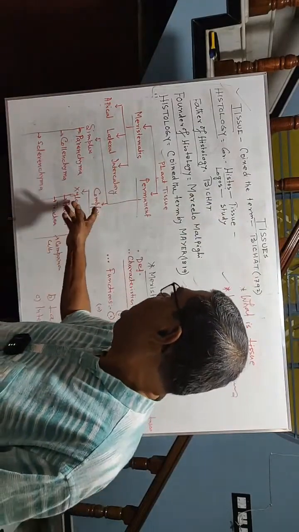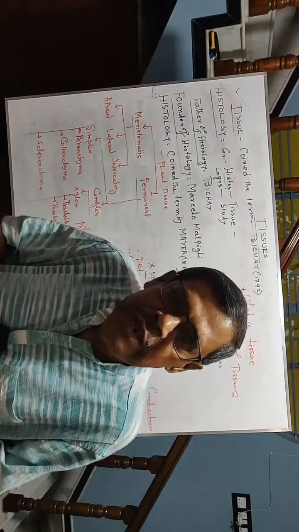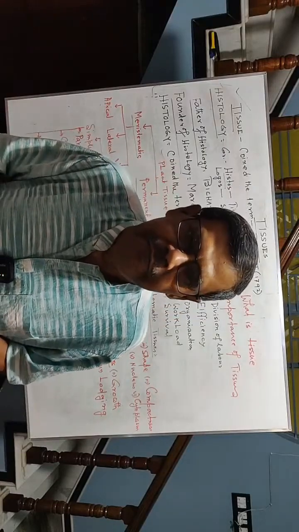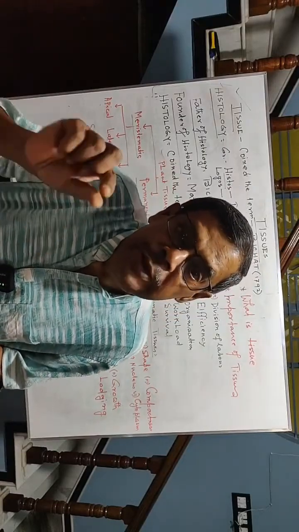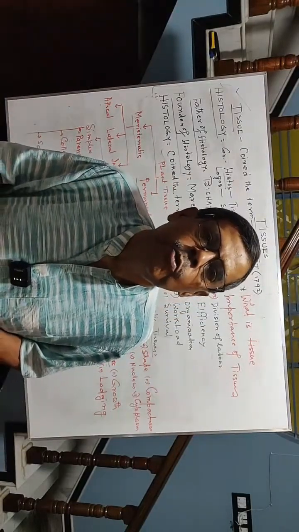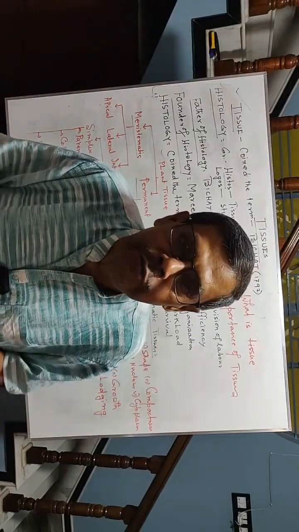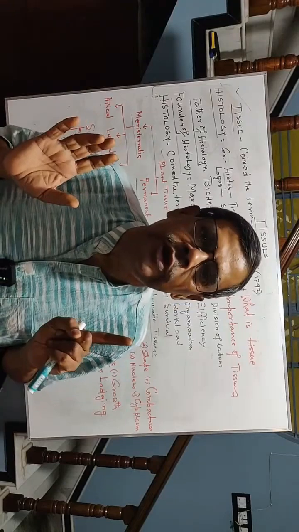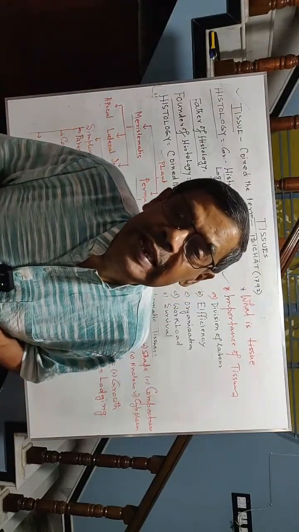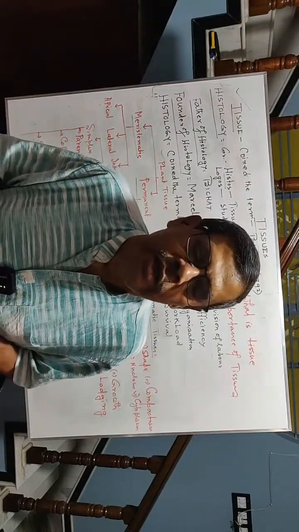Next, intercalary. These meristematic tissues are situated in between the permanent tissue, within the permanent tissue. This is called intercalary meristematic tissue.